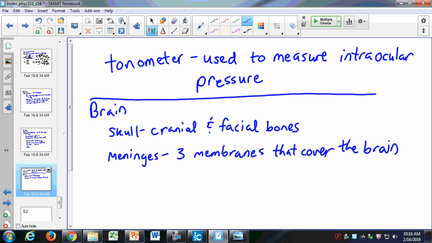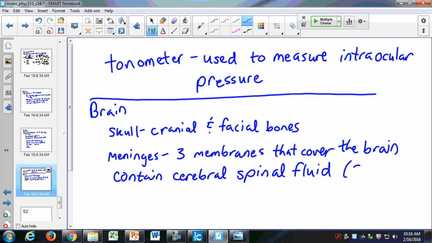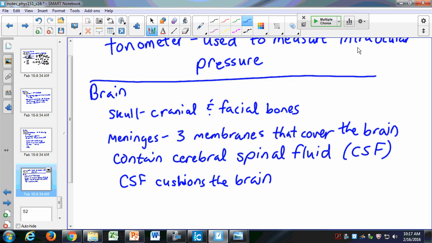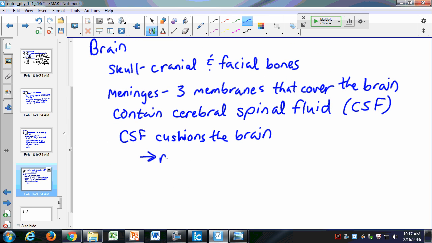And these membranes contain cerebral spinal fluid, our CSF. This CSF helps to protect the brain. Basically, your brain floats in this CSF, and it helps to cushion it from any injuries or whatever. So the CSF cushions the brain. It also helps to regulate blood flow to the brain.